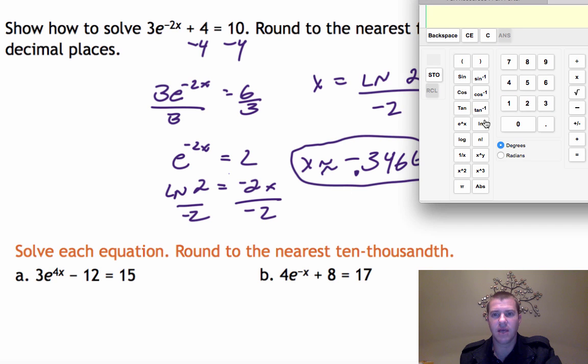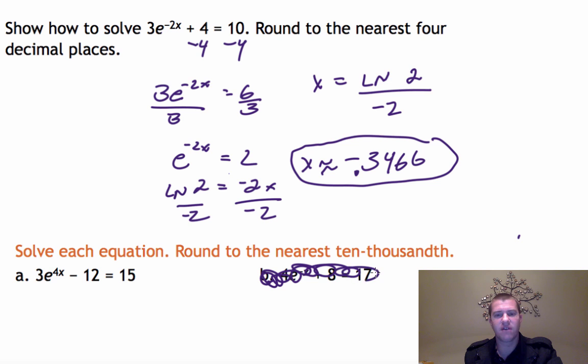Notice you can do the same thing and just do ln of 2 equals, divided by negative 2 equals, you end up getting the same answer there. We'll shorten this up. We'll take off this one. You go ahead and try this one, and then we'll move on.